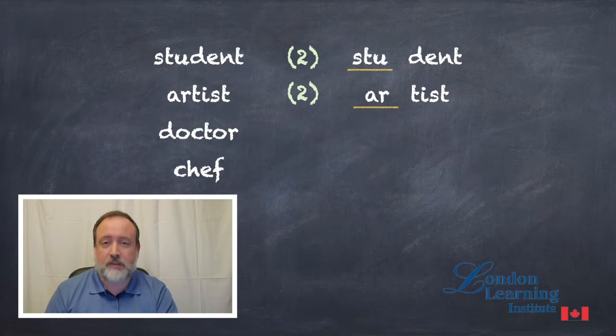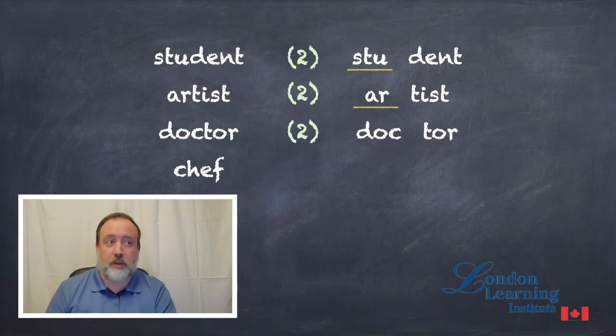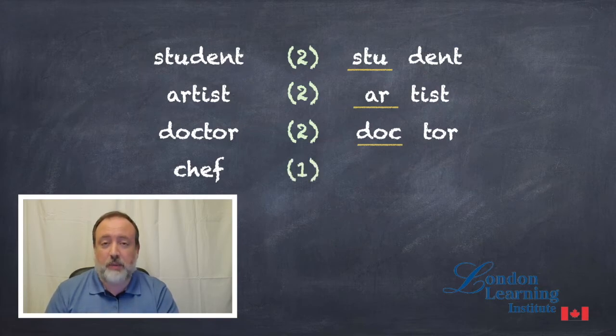Doctor. Doctor. How many syllables? That's right, there are 2. Doctor. Which one is stressed? The first one. Again, we see a pattern here. In these first 3 jobs, it's the first syllable that is stressed. But I've thrown in a tricky one here. Chef. Chef. The clue here is there's only one vowel, so there can only be one syllable. Chef has one syllable, so the whole word is stressed.